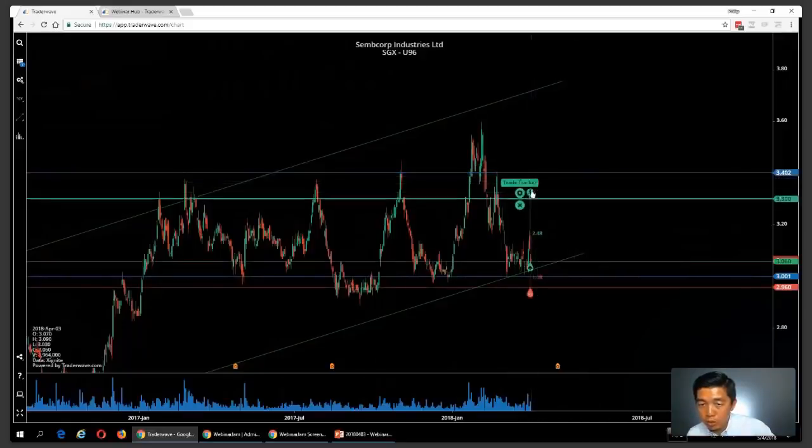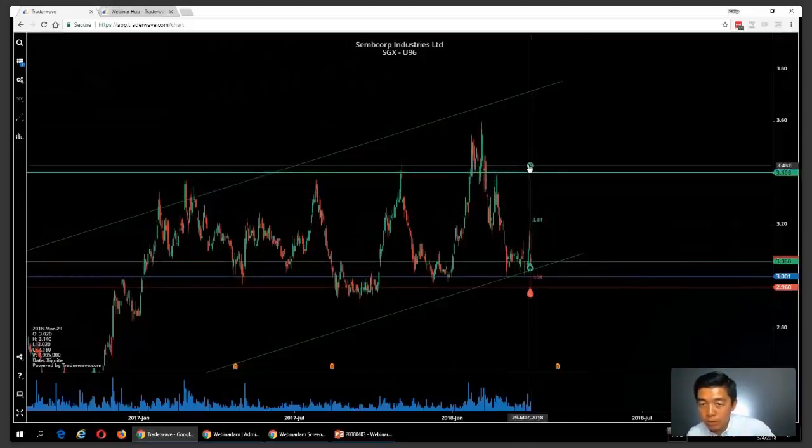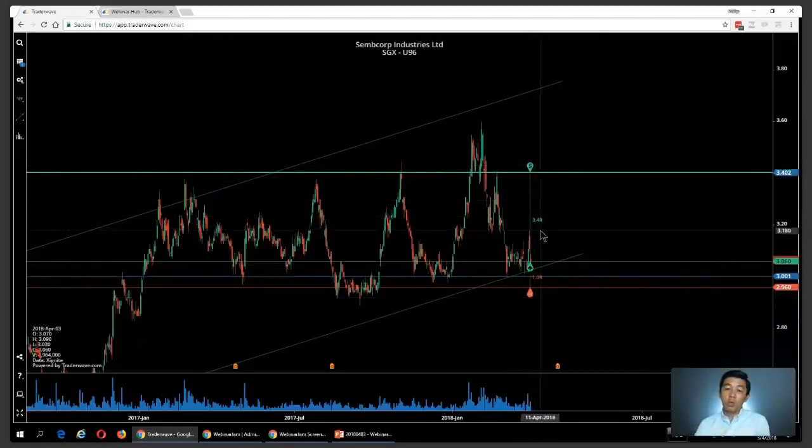So we could, let's say, pull it up to here, and based on this entry, stop loss, and this particular parameter, you can see that, wow, the reward ratio is actually pretty good for this particular swing trade using a pullback trading strategy. So 3.4.